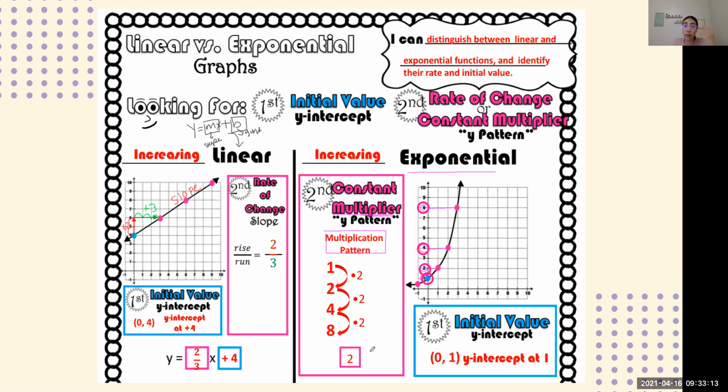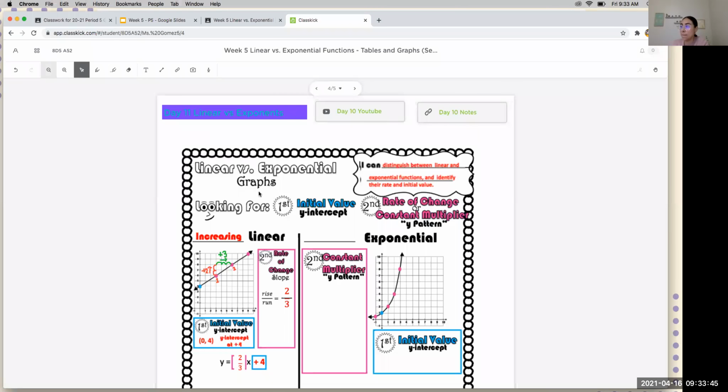So when you're thinking ahead, for those of you that want to think ahead, if you have this 2 here as your constant multiplier, and you have this 1 here as your y-intercept, you're basically ready to write the equation of this graph. I just haven't given you the equation yet, but it's similar to y equals mx plus b. It's not too different. All right, let's go to your exponential side.